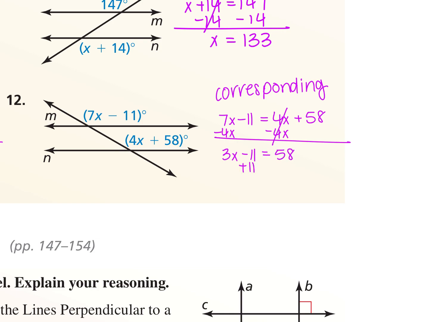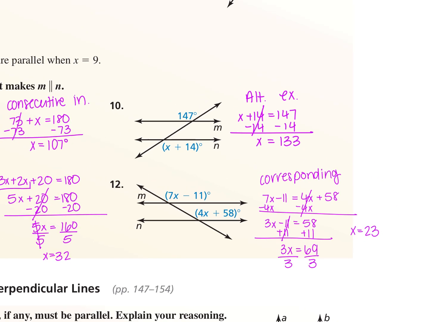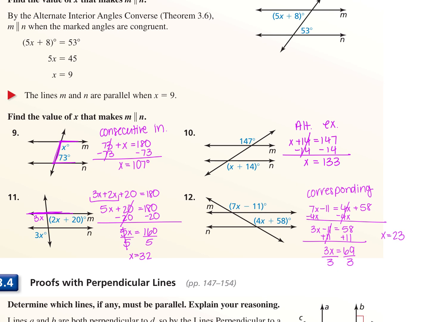Adding 11 to both sides of my equal sign. 3x equals 69. Divide both sides by 3. X is going to equal 23. All right, questions on 9 through 12.